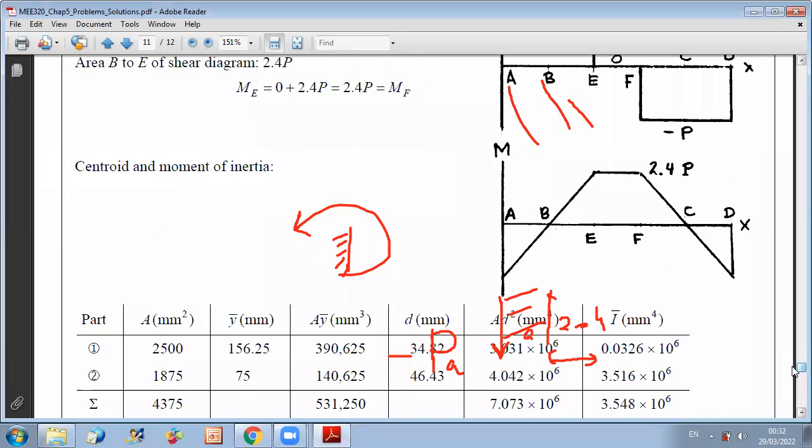And now from E to F, nothing will change because we don't have any load. Okay, so it's pure bending. If you remember the chapter of pure bending, between E and F, shear is 0, and you just have a constant bending moment. This is a pure bending application. So from E to F, it's 2.4 P.